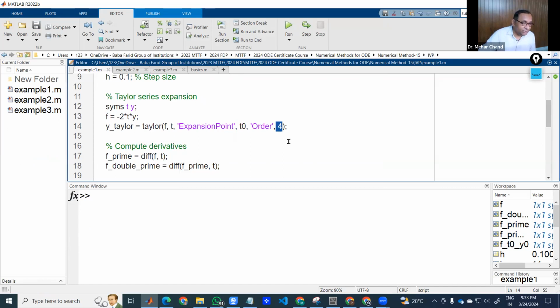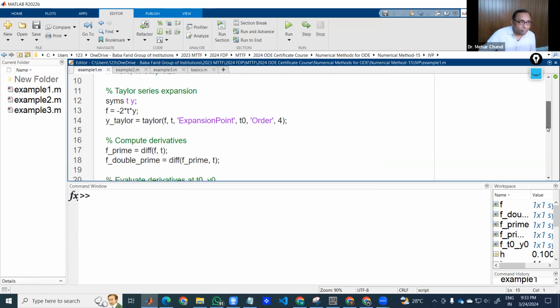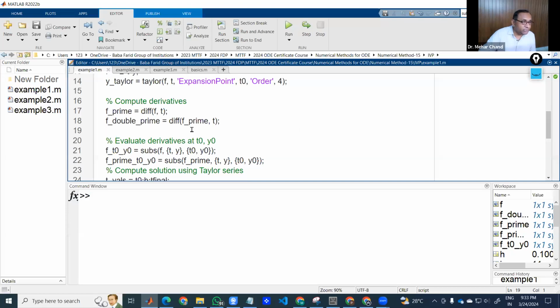We can change this order, but the point about which we want to expand is t naught. The given point is t naught, and after that we need to compute the first order derivative and second order derivative which are involved in the Taylor series. So diff f comma t is the first order derivative, and this will give us the second order derivative.